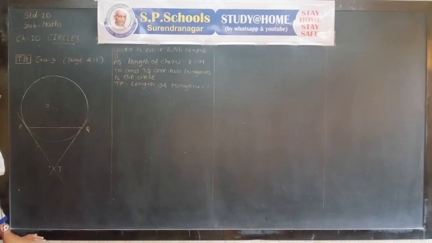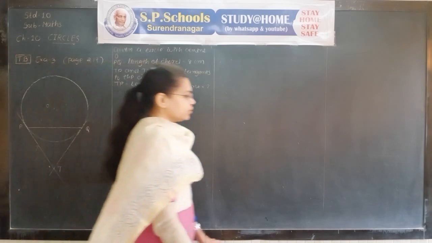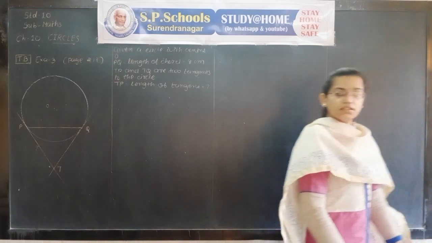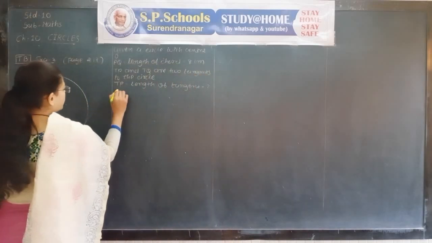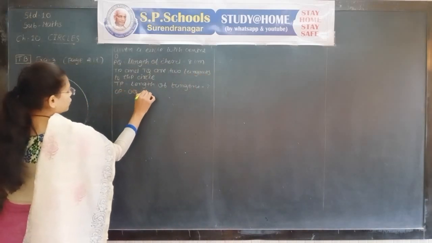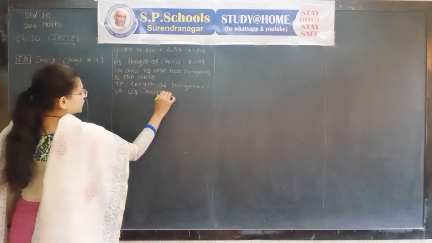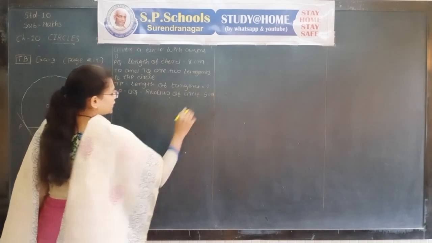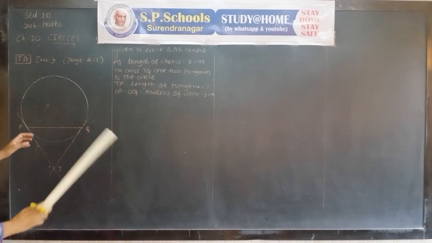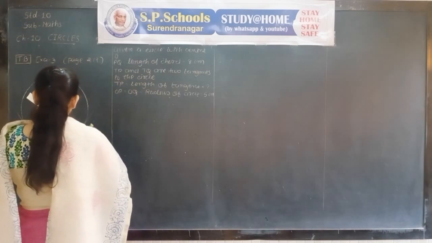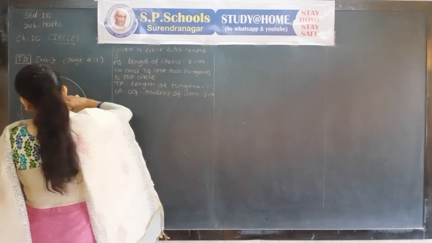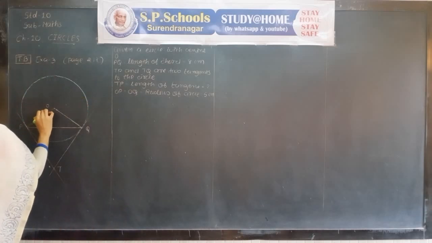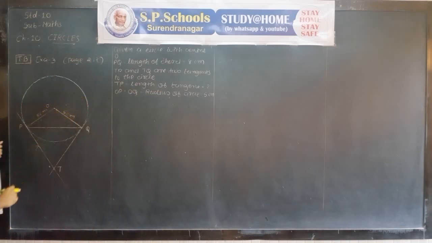Okay. Now first of all, join OP and OQ. In the question it is given that PQ is a chord of length 8 cm of a circle with radius 5 cm. Here OP is equal to OQ, which is equal to the radius of the circle, 5 cm. Now we join O to Q and O to P. Both are 5 cm, 5 cm.